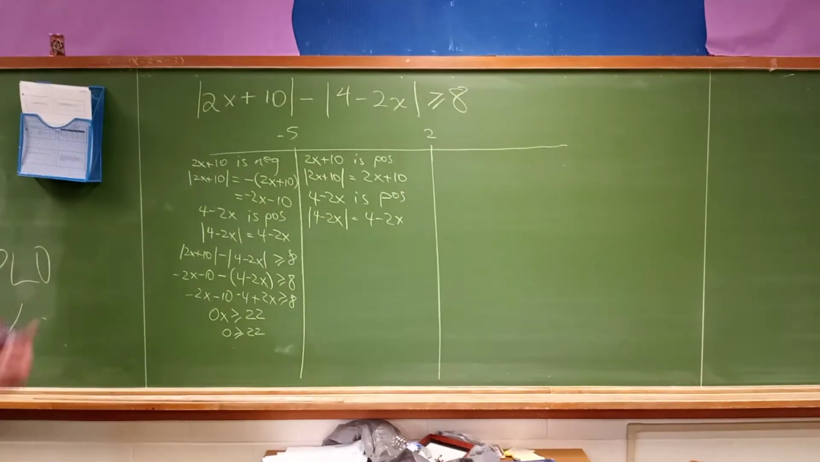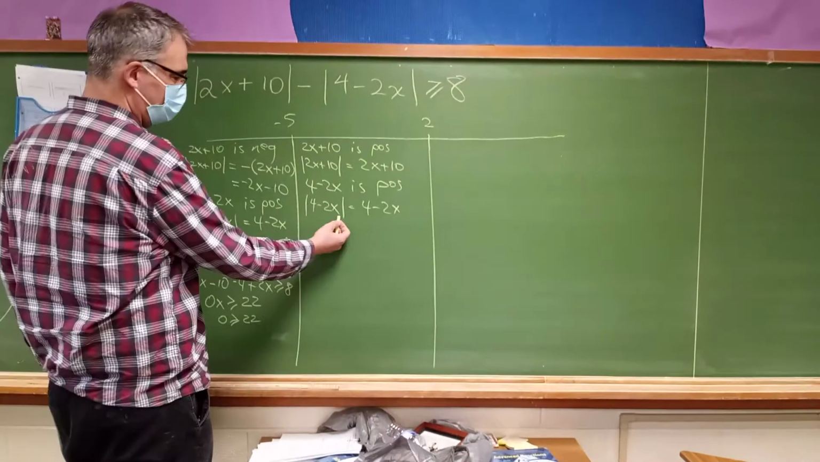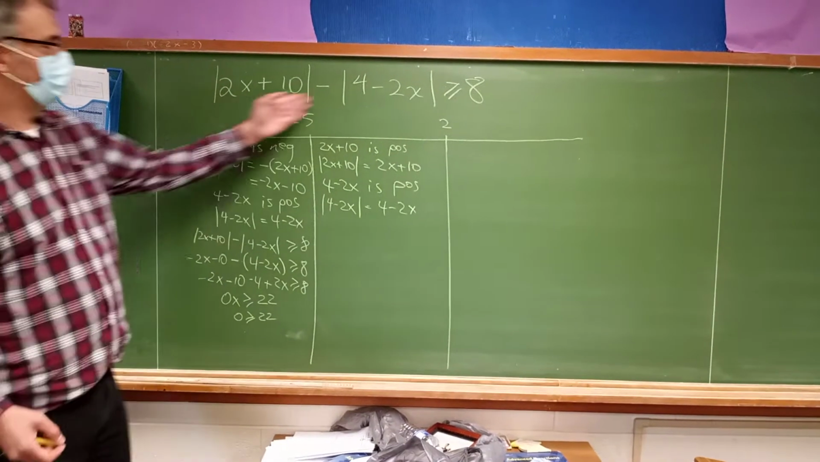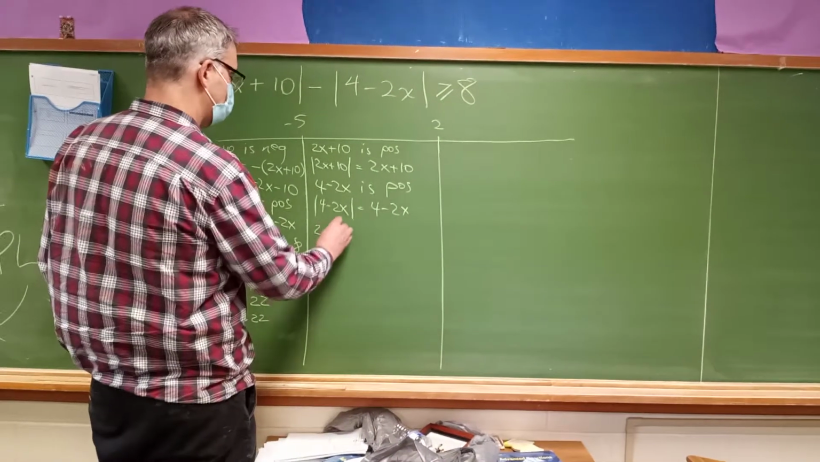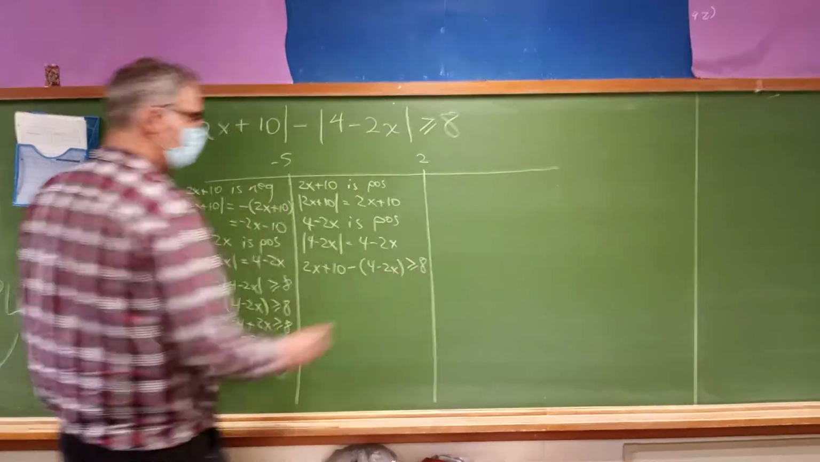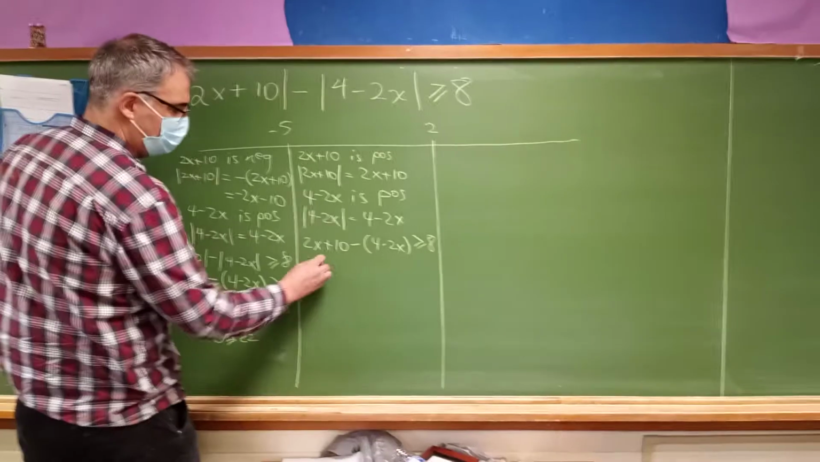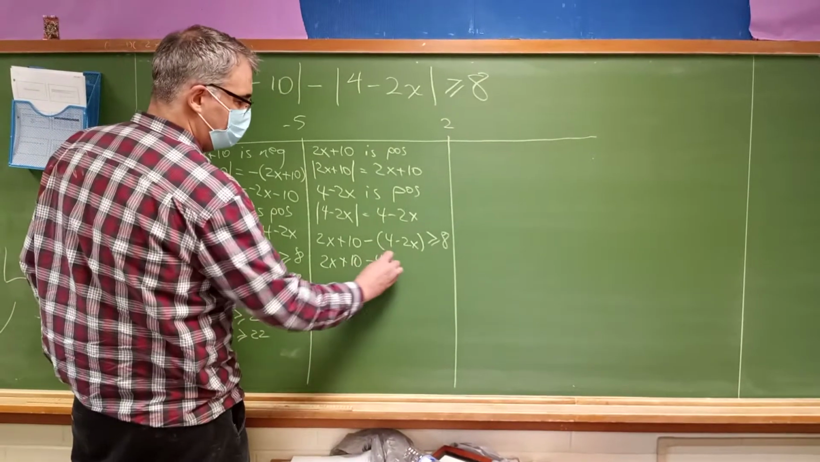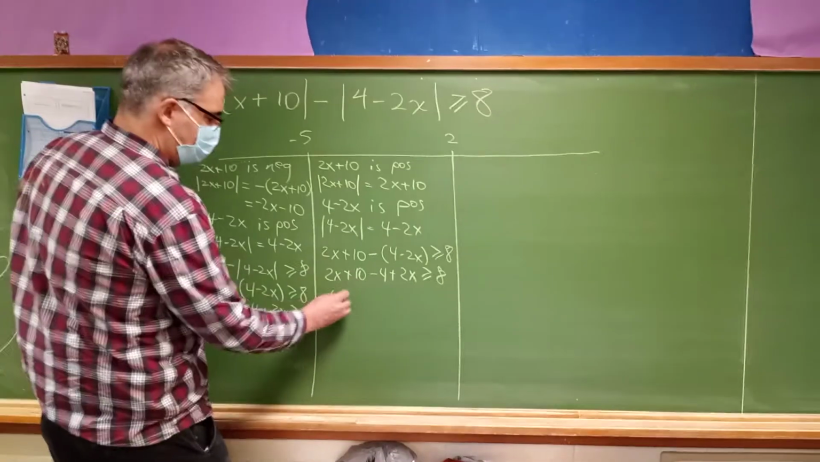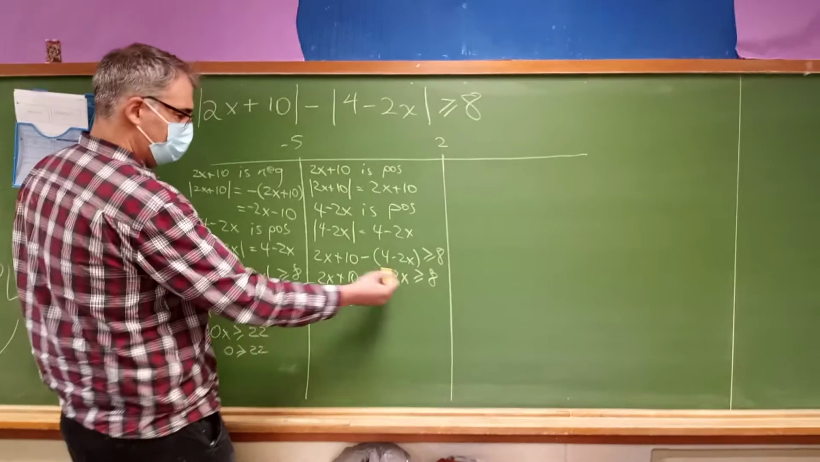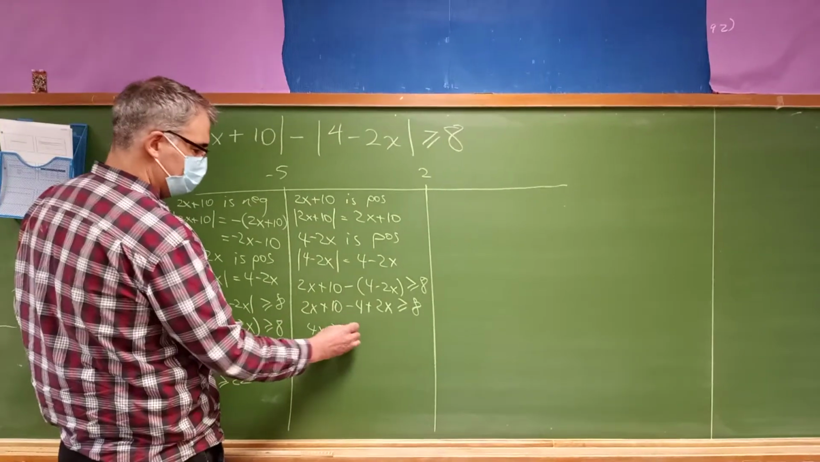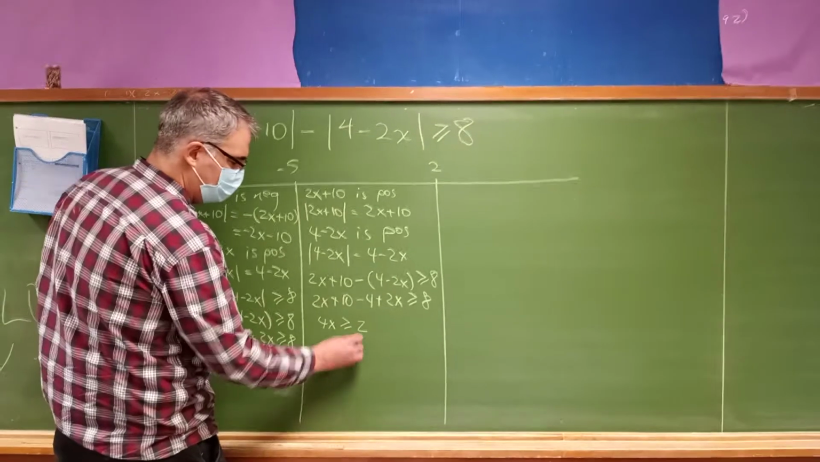So we got absolute value of 4 minus 2x is 4 minus 2x. Now we do the subtraction. Okay, so that means 2x plus 10 minus 4 plus 2x is greater than or equal to 8. That means 4x is greater than or equal to 8 minus 10, which is -2, plus 4, which is 2. We get x greater than or equal to 1/2.